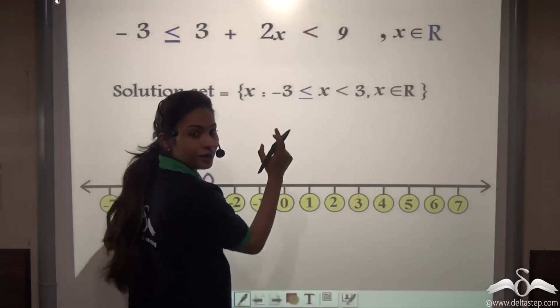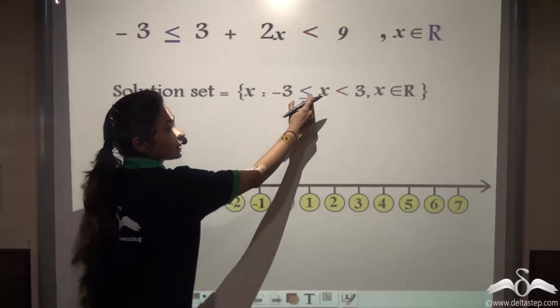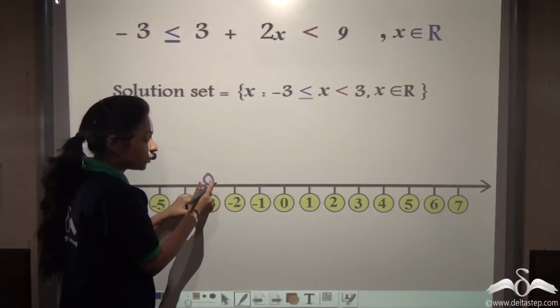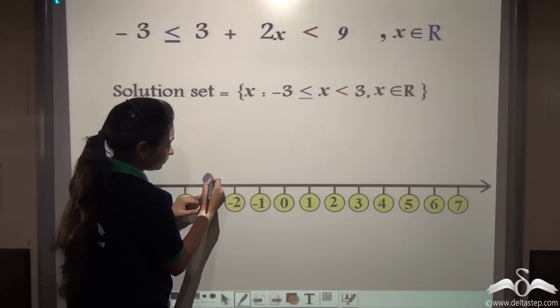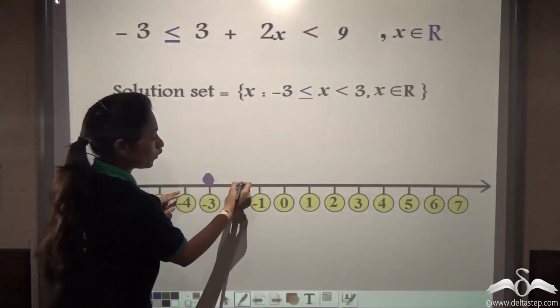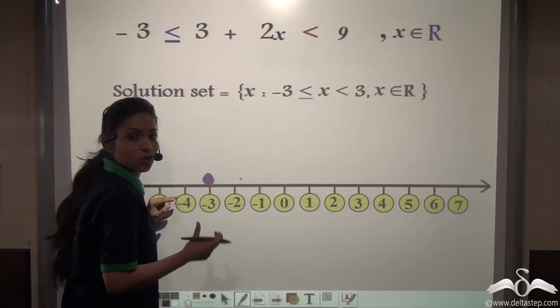Well, this will be a filled circle because minus 3 is also equal to x. So either x is equal to minus 3 or greater than minus 3. So minus 3 will be included, so we will fill it. Now x belongs to real numbers, so we cannot put dots on the numbers. We have to include all the numbers between these numbers or integers.